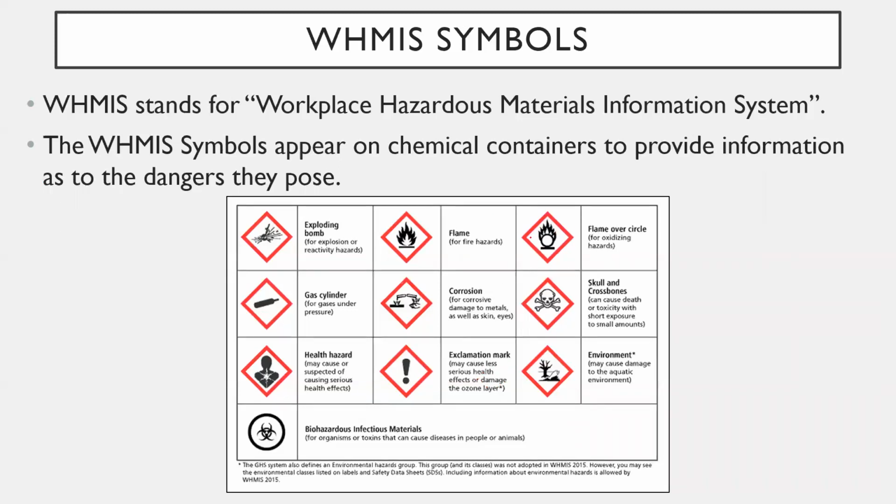I know this one right here, where it's a flame over a circle, can confuse some people. This does not mean flammable. Flammable is just the flame by itself on a solid surface. A flame over a circle means it's for oxidizing hazards. Oxidizing hazards are things that react with oxygen that can light on fire, but again, the whole idea is it'll react with oxygen in the air and react that way, right?